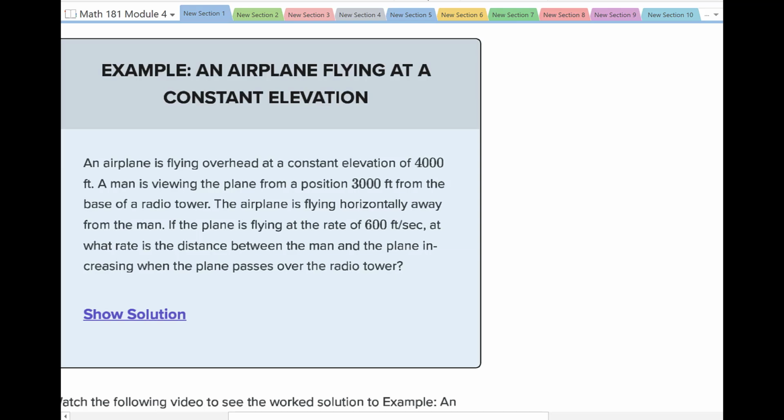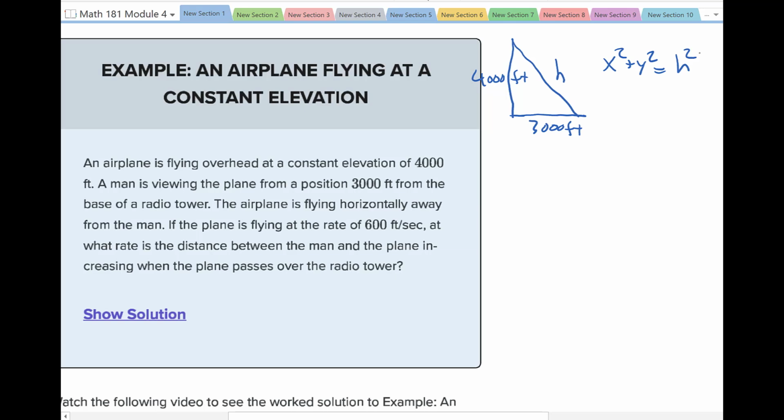Okay, so let me draw a picture here. So it's 4,000 feet up. This is 3,000 feet out. And I'm going to call this h for the hypotenuse. Now, if I relate the sides, x squared plus y squared equals h squared.